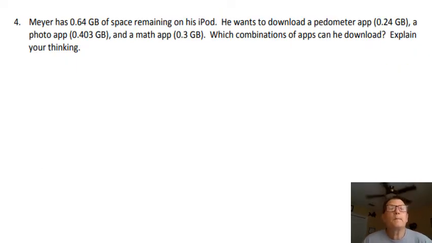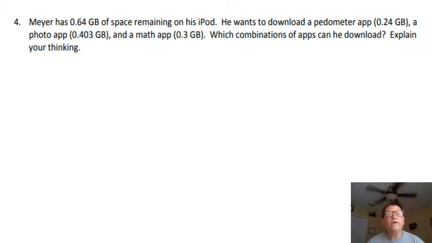All right. Once again, try this one. Read it, identify the important information, draw a picture that represents it to help you solve it, and then after you solve it, write it in a sentence. All right. Meyer has 6,400 gigabytes of space remaining on his iPod. He wants to download a pedometer app, which is 2,400 gigabytes. A photo app which is 403 thousandths gigabytes, and a math app that is 3/10 gigabyte. Which combination of apps can he download?